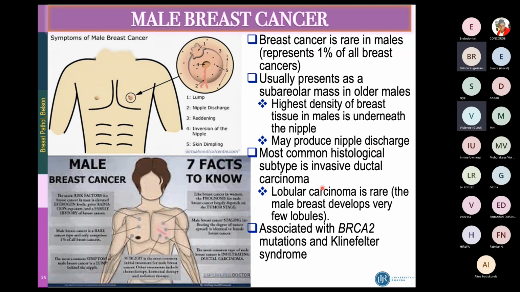The most common histological subtype is ductal carcinoma. Lobular carcinoma in situ is rare because they have few lobules. As we saw on the previous slide, this is associated with BRCA2 mutations and Klinefelter syndrome, where people have extra X or Y chromosomes, with 47 chromosomes in some. You remember better than me about this.